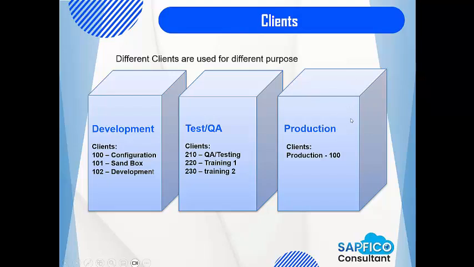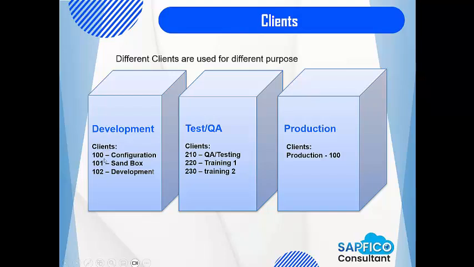Now, production server is where all the data is entered by the business. Live data, generally all the data, is captured in the production system. But all developments happen in the development system. Okay, now in the development system, all the development happens.